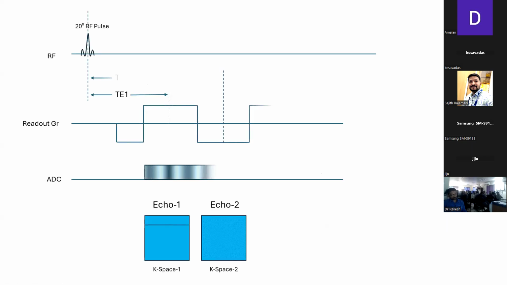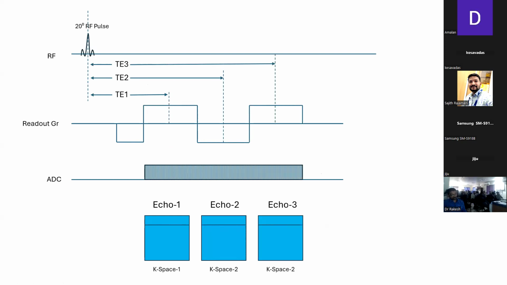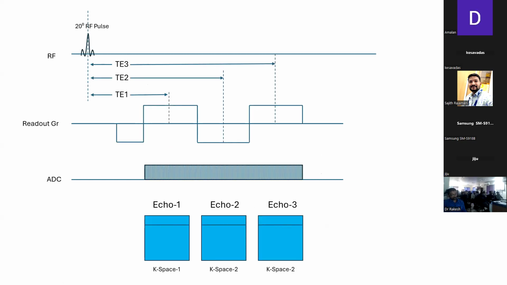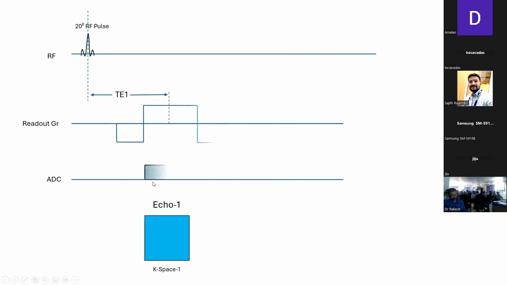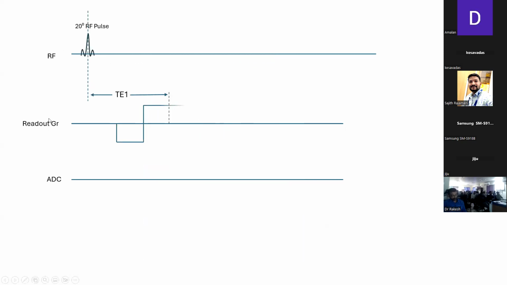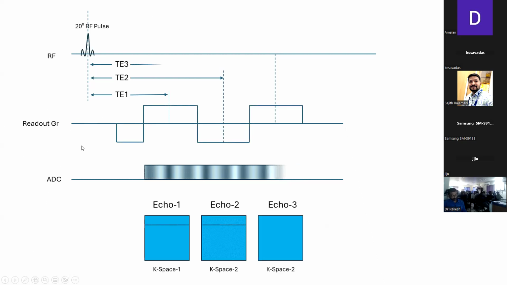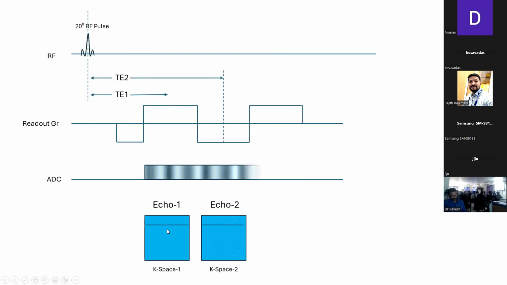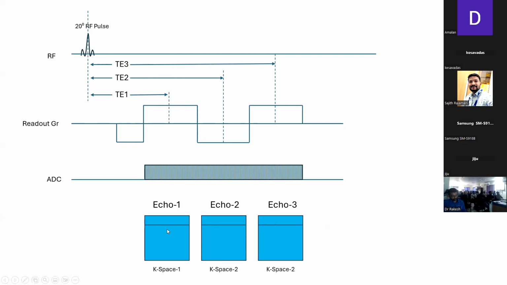So one of the requirements for QSM is to acquire images with multiple TEs. How do we do that? We can design the readout gradient so that the ADC can receive signals with multiple echo times, basically multiple TEs. This is the simplified diagram showing only the RF and frequency encoding gradient portion. We can see that each echo is stored as a separate K-space and separate K-space lines.